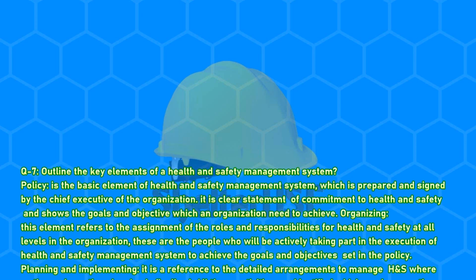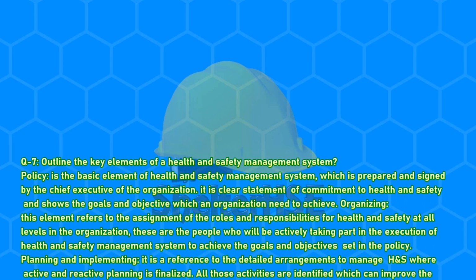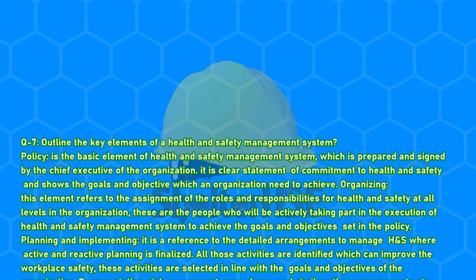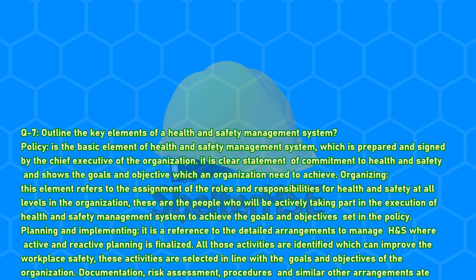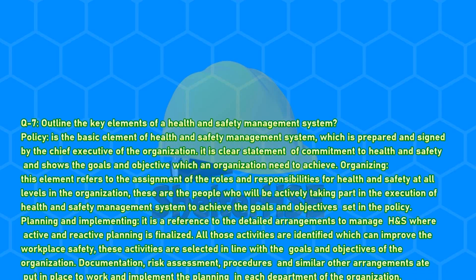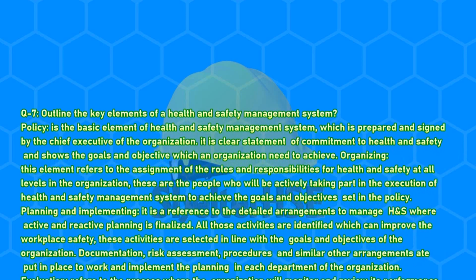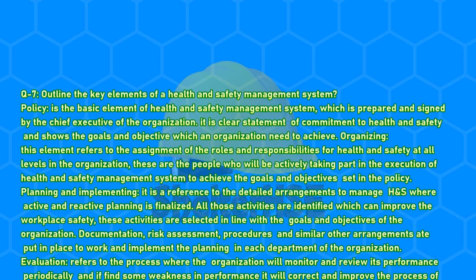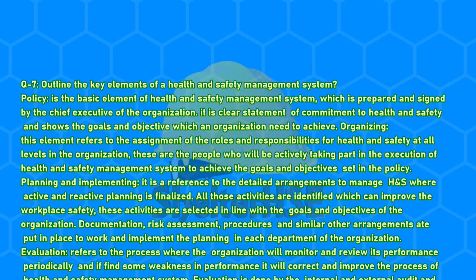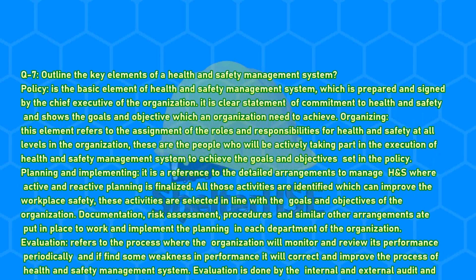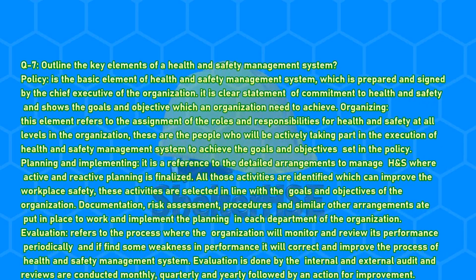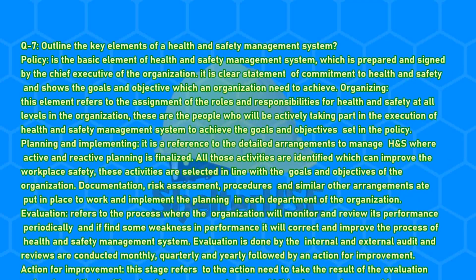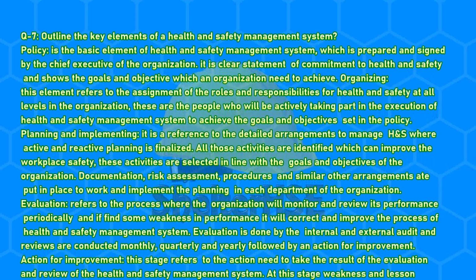Organizing. This element refers to the assignment of roles and responsibilities for health and safety at all levels in the organization. These are the people who will be actively taking part in the execution of the health and safety management system to achieve the goals and objectives set in the policy. Planning and implementing. It is a reference to the detailed arrangements to manage H&S where active and reactive planning is finalized. All those activities are identified which can improve workplace safety.